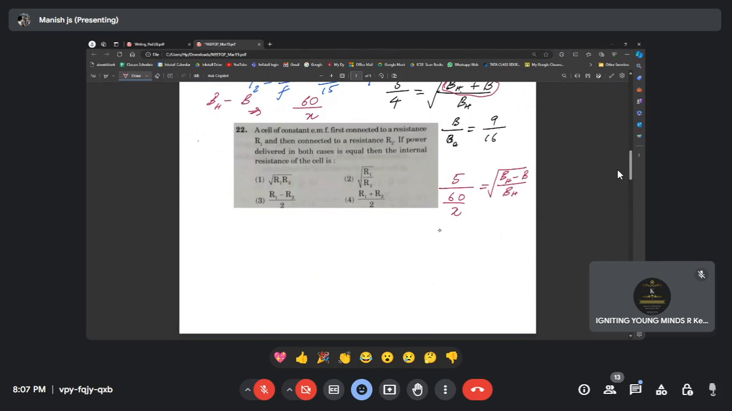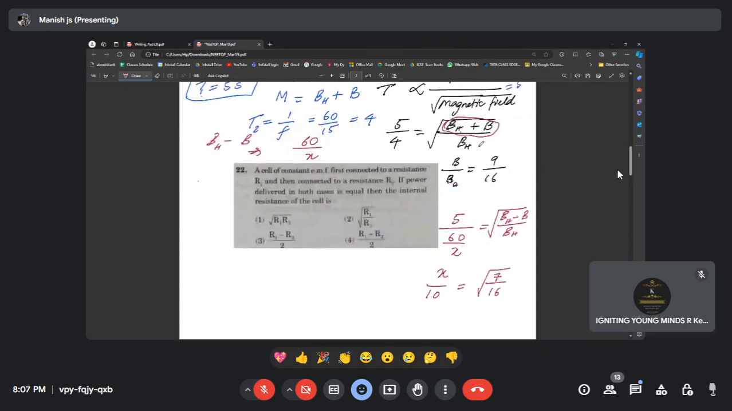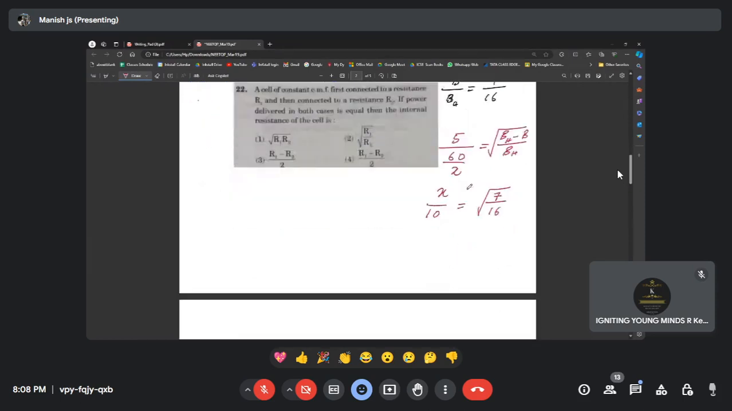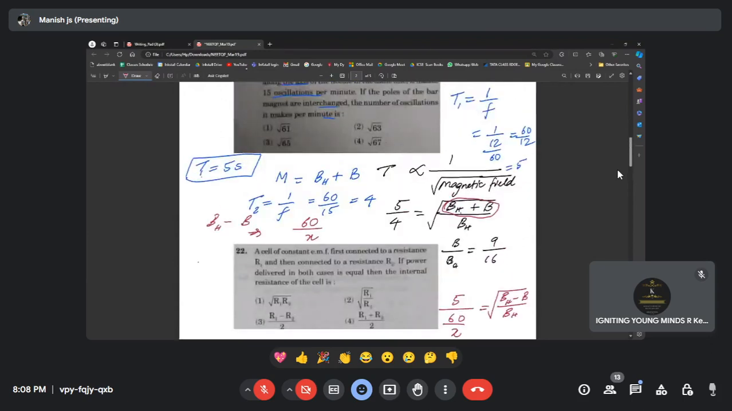You will get x upon 10 is equal to under root of 7 upon 16. So substitute the value that we have. We know the value of BH here and B also. So I'm going for substitution and then simplifying. Upon doing this, I will get this. Then go for a rearrangement. You will get x is equal to under root 63. So the value of x is root 63. The answer is option 2.